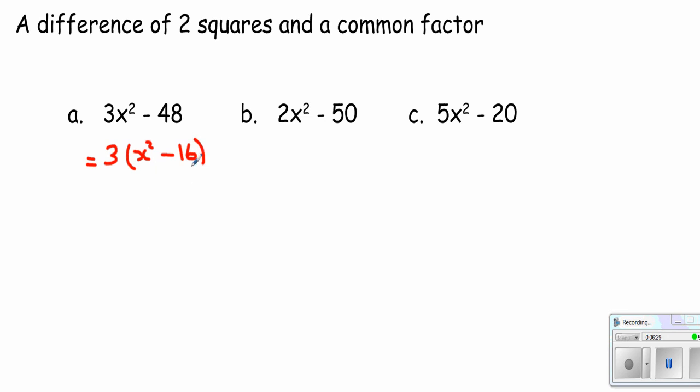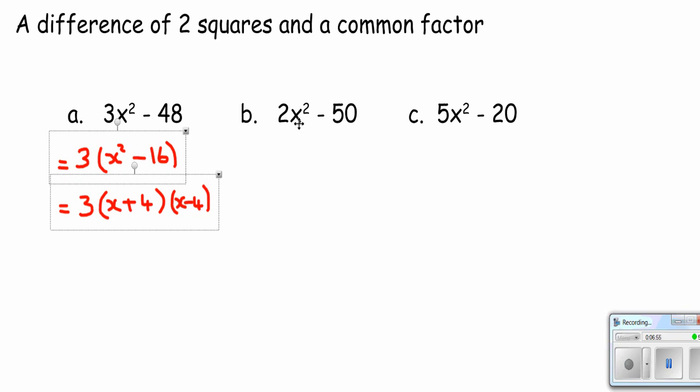Now when we look at that bracket, we now have a difference of 2 squares. So we write the 3 down and we do a difference of 2 squares exactly the same as we previously have done. We make two identical brackets. The square root of x squared is x, the square root of 16 is 4, and again we make one bracket positive and one bracket negative.